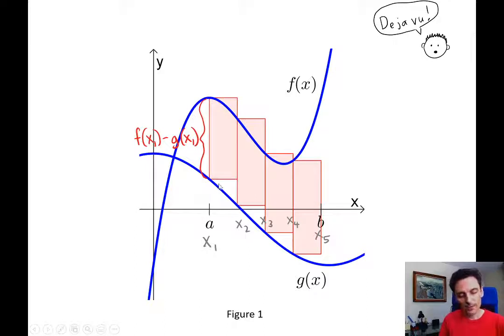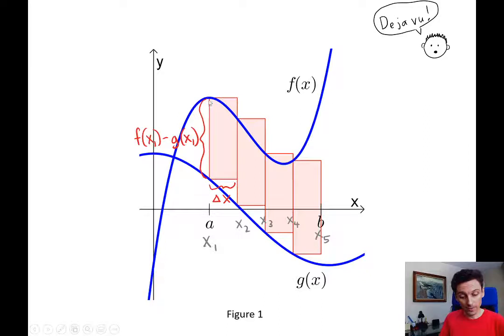Then for the width of this rectangle, remember that in Math 180 we used delta x to represent the width of each of the rectangles. And once again, in this situation, we're using rectangles that have a constant width. So they're all the same width. They're all delta x in width is what we're going to call it.